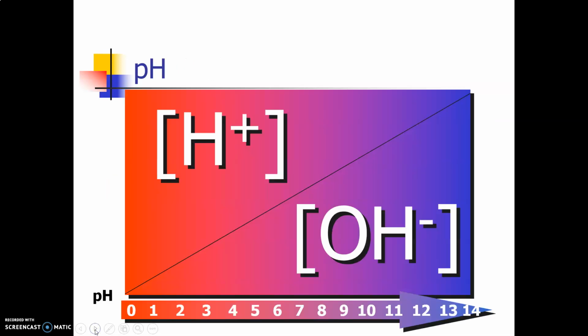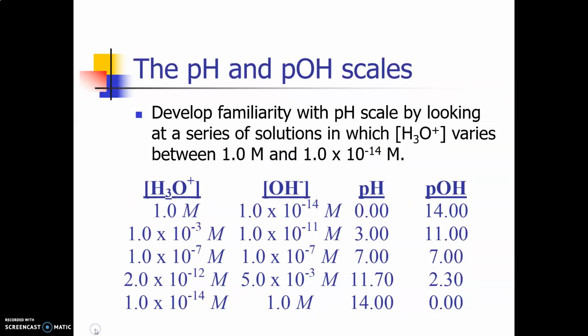Okay? Now, the pH. This is a small diagram showing you the pH. The concentration of OH when you're going from 7 to 14, and the concentration of hydrogen from 7 going towards 0. The pH, the pOH scales.